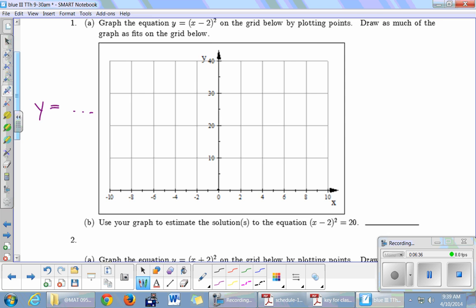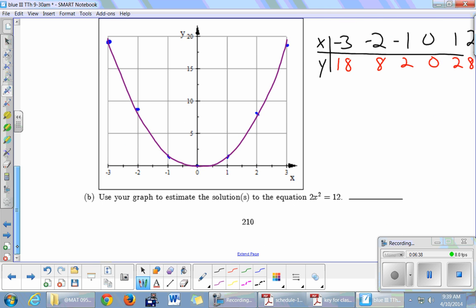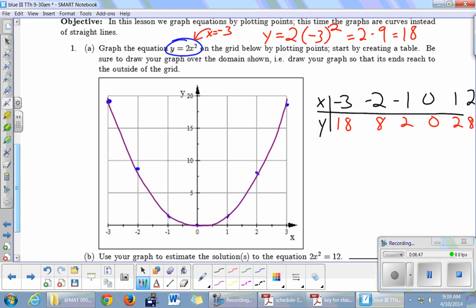Yes, let's do part B. So part B says use your graph to estimate the solutions to the equation 2x squared equals 12. Okay, so 2x squared should look familiar. I'm going to circle the 2x squared part and say, well, it's exactly the same as the 2x squared in the original equation, the y equals. And so I guess what we're saying is that 12 is playing the role of the y.